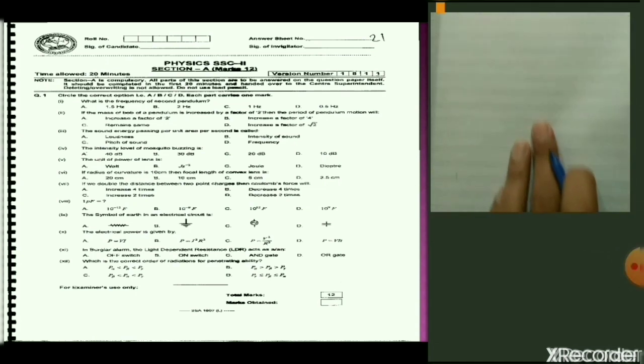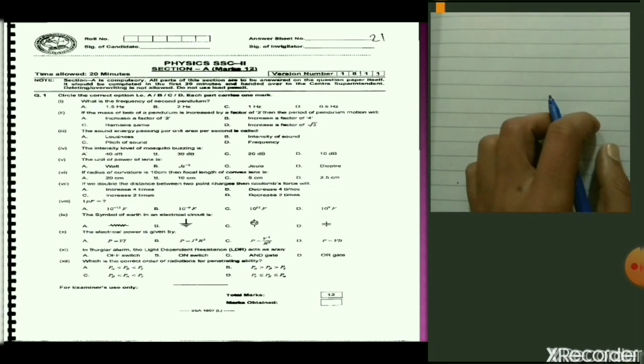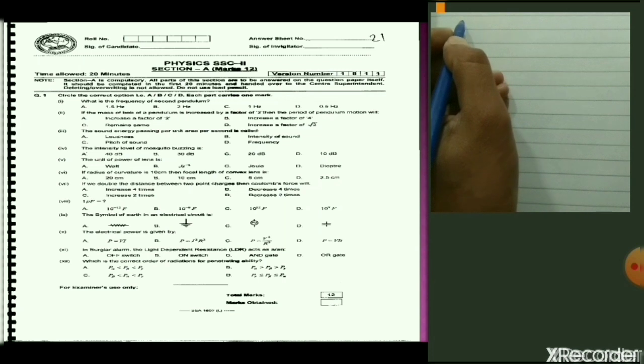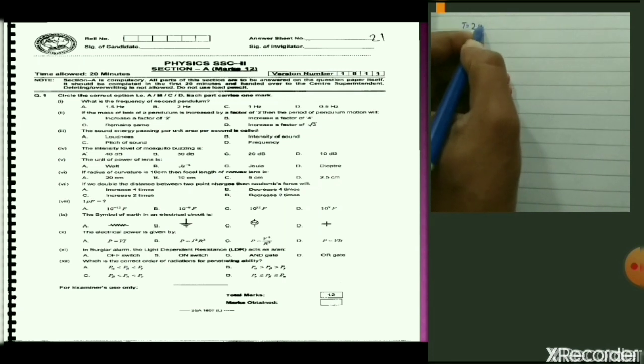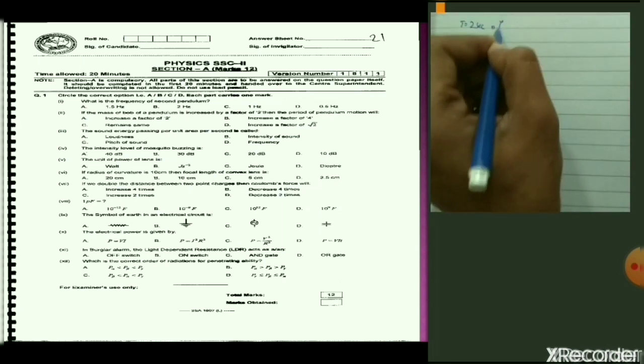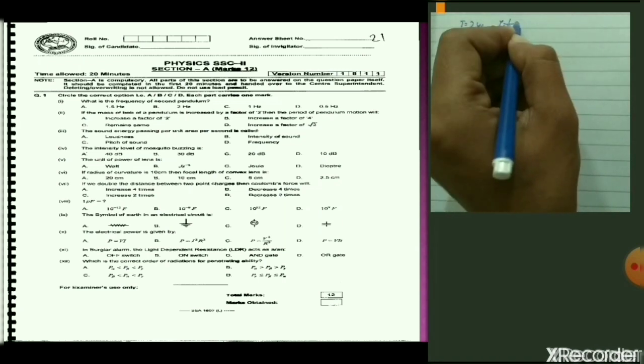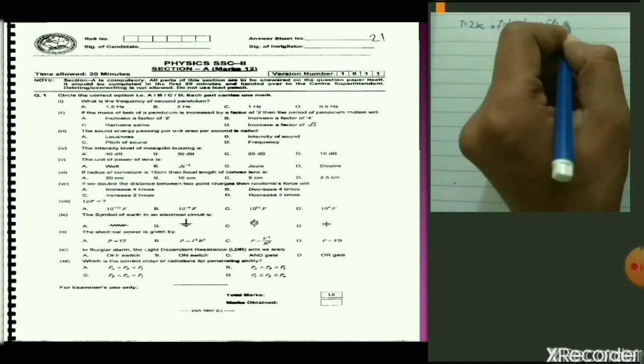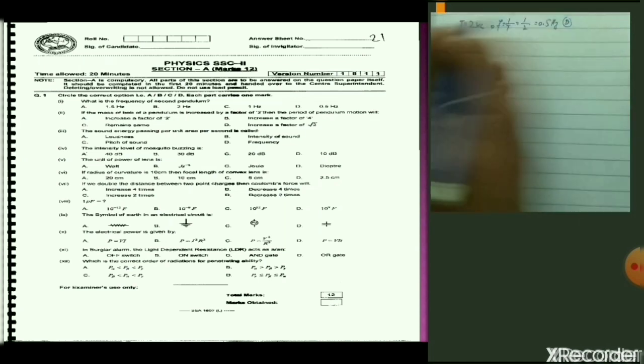Question number 1, part 1: What is the frequency of a second pendulum? Means the time period for a second pendulum, which is equal to 2 seconds. Now frequency is the reciprocal of time period. Now putting the values, 1/2, which is equal to 0.5 hertz. Option D is correct.